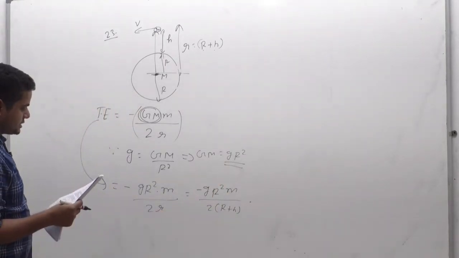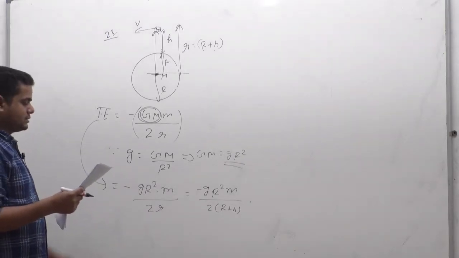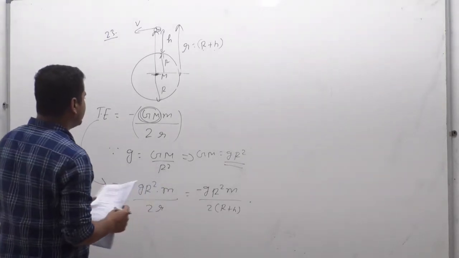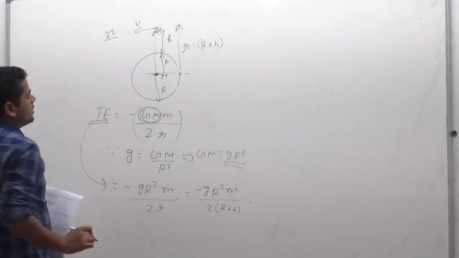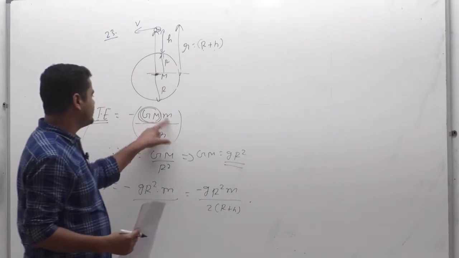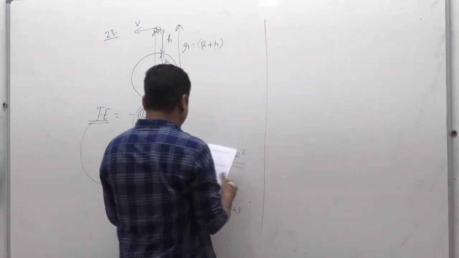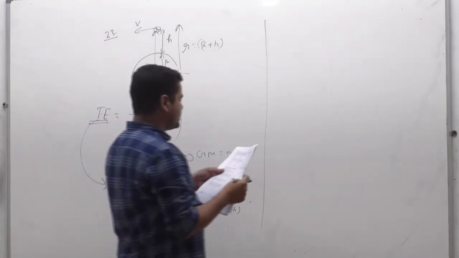Now see the options: m g0 R square upon 2 into (R plus h). So option A is matching with that one. So remember, this is the total energy of a revolving satellite around the earth orbit, which is equal to -GM1M2 upon 2r. So this is your question number 23. Next question is 24.